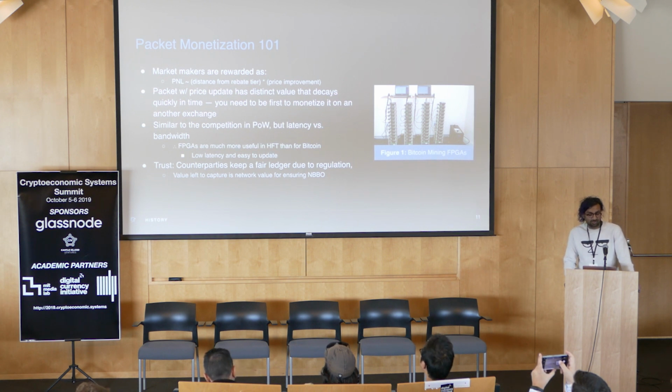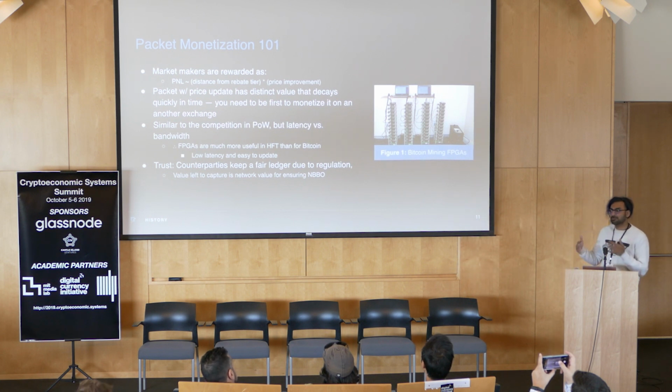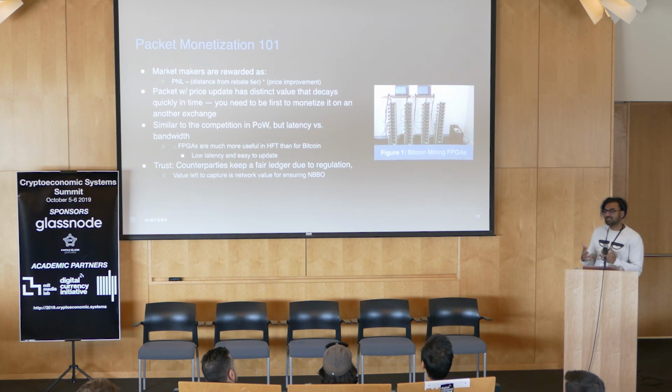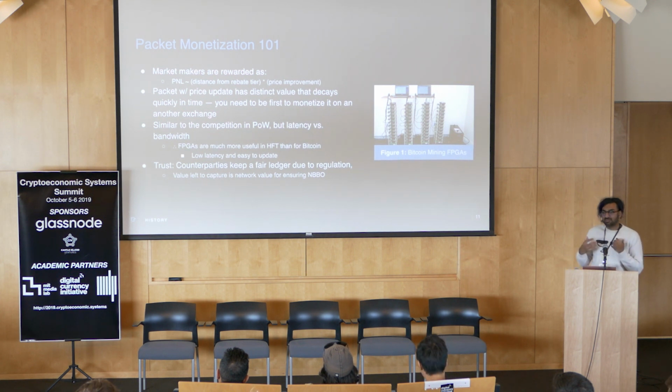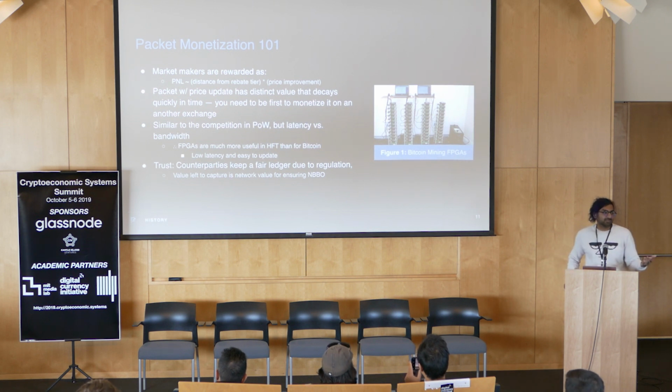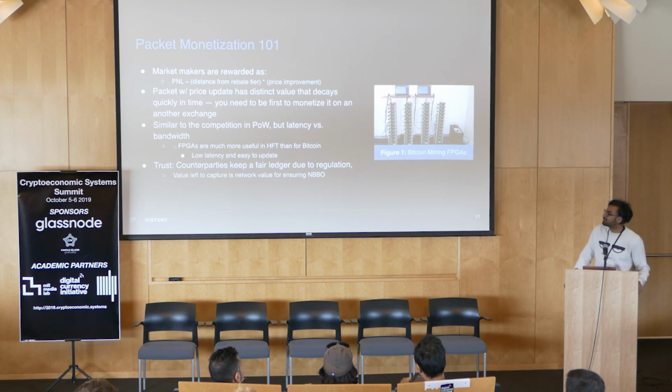Market makers are rewarded by two real functions. One is how far they are from a rebate tier. The revenue sharing agreements between exchanges and market makers give market makers a significant discount on transaction fees, sometimes negative. So the exchange pays you if you provide liquidity. And so as a market maker you want to get your volume up as high as possible. And then you also want to provide price improvements. So you want to buy low, sell high, or sell high, buy low if you're shorting. And the product of those two things is roughly your profit and loss.